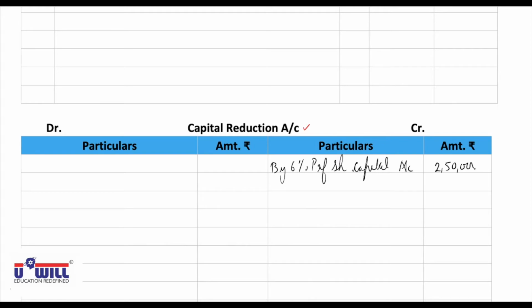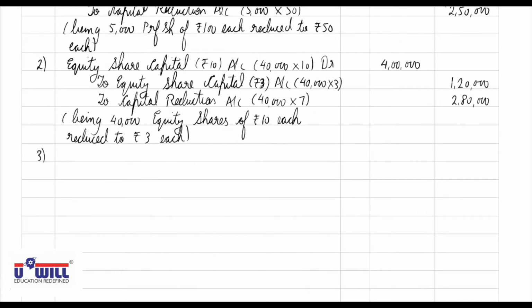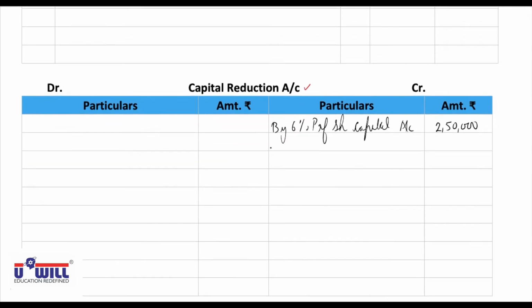Okay, so capital reductions ledger account is compulsory in every question. With every entry you must do the posting. Second entry to capital reduction is 2,80,000. So capital reduction account credit side 2,80,000. Name of opposite account by equity share capital account. So second entry by equity share capital account, amount 2,80,000.